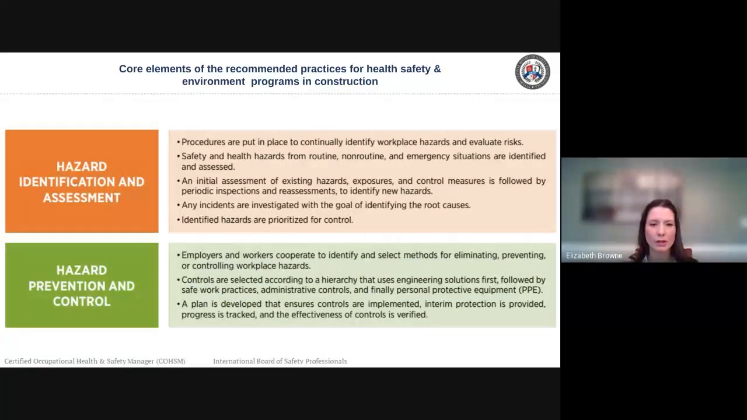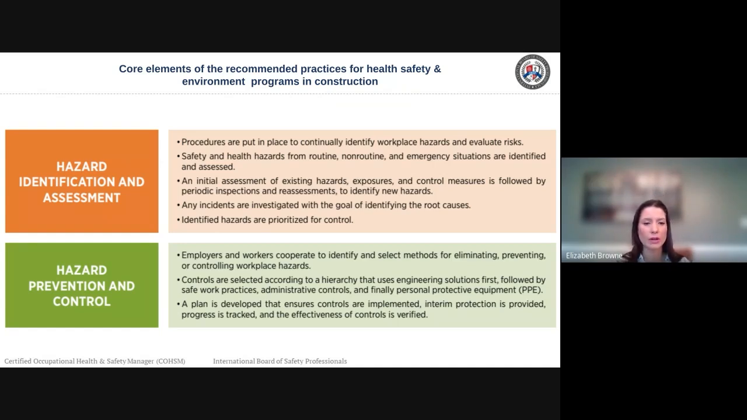Okay, another set of core elements of recommended practices for our health and safety and environmental programs in construction and for general industry, really for all workplaces, are having hazard identification and assessment procedures in place. So having procedures that allow workers and management to continually identify workplace hazards and evaluate risk that may occur, being able to assess these not just for our routine daily activities, but also in non-routine situations like a maintenance or shutdown period. And also we have to identify what hazards might exist in emergency situations and be able to control these effectively.